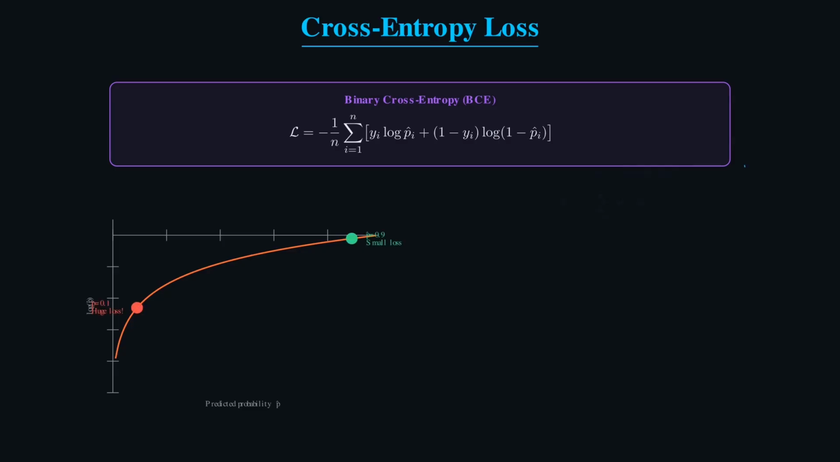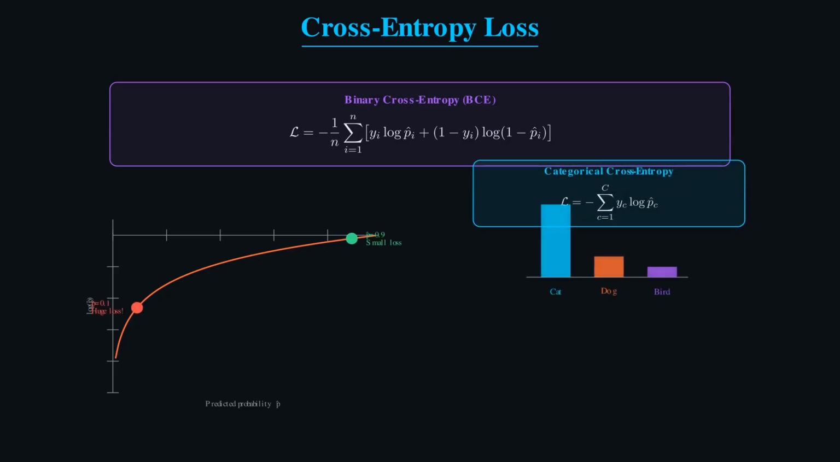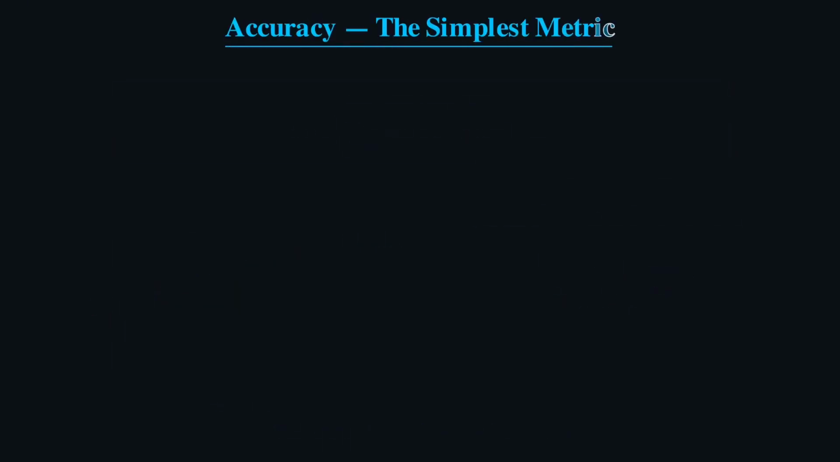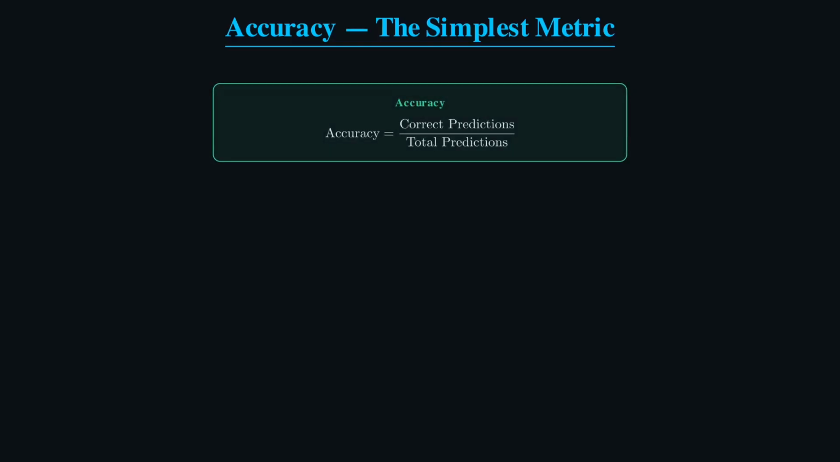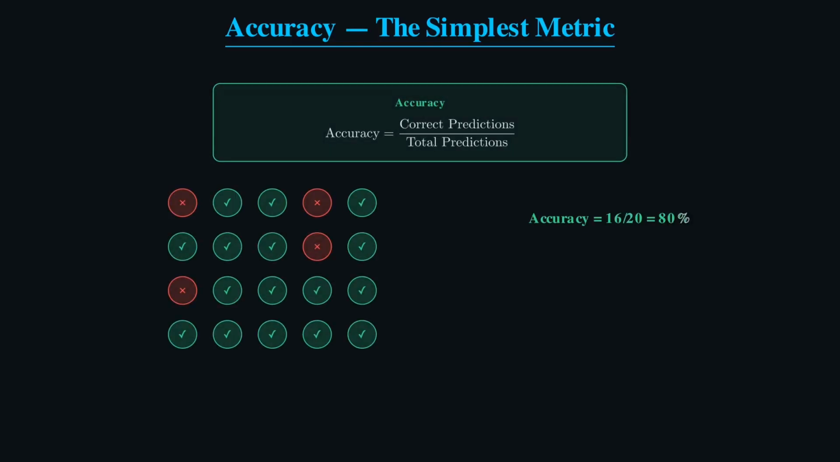But be careful with accuracy alone. In imbalanced datasets, say, 95% negative cases, a model that always predicts negative hits 95% accuracy yet learns nothing. Accuracy can mask critical failures. That's why accuracy isn't enough.